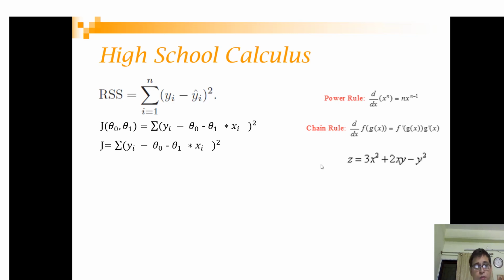Let's look at a partial derivative example now. Let's say you have an expression like z equal to 3x square plus 2xy minus y square. You do del z del x. This will be 6x, this will be 2y, y square is constant, so you'll get 6x plus 2y. Similarly, you can do del z del y keeping x as constant.